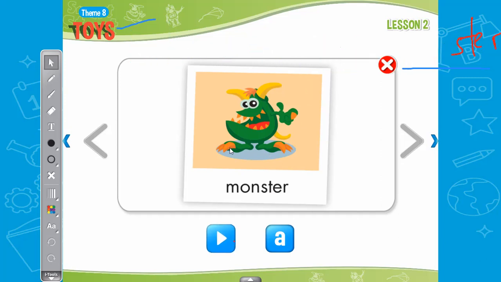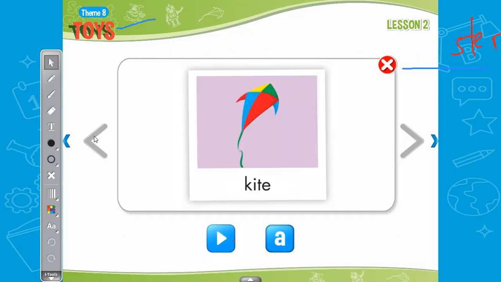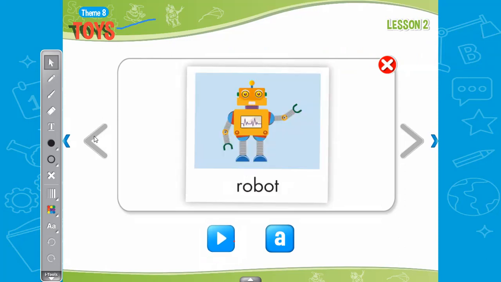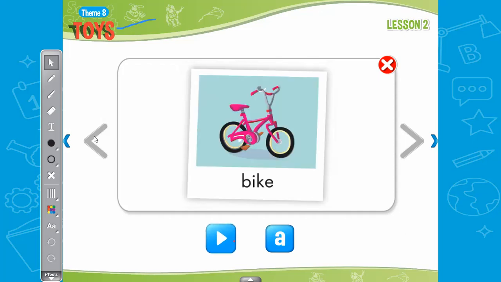All right? How about the kite, it's 4 different colors. You will say, I have a blue, red, green, and yellow kite. How about this? Robot, what's the dominant color? Yellow. So what will you say? I have a yellow robot. And the last one, it's a bike. What color is it? Pink. So what will you say? I have a pink bike.